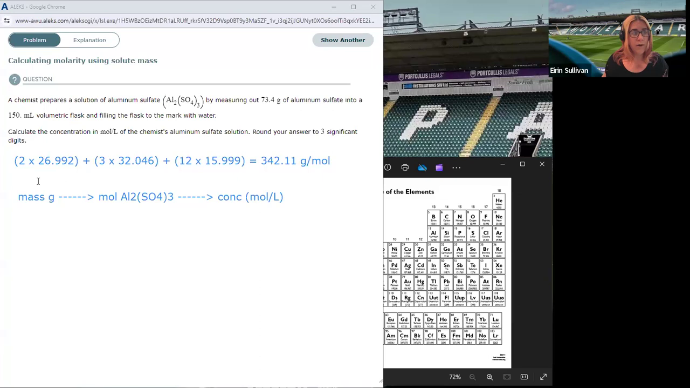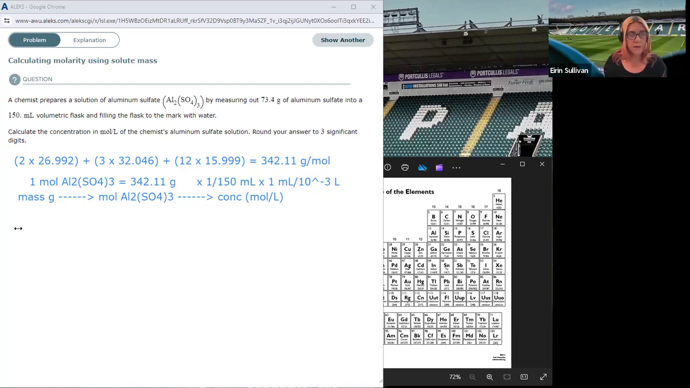So our molar mass is an equivalency. For every 1 mole of aluminium sulfate, that will weigh exactly 342.11 grams. That's a bit of a mouthful, wasn't it? And then our volume is 150 milliliters. So I want to divide by 150 milliliters, or if you prefer, times by 1 over 150 milliliters. It's the same deal. But I've got to convert milliliters to liters, so I need milliliters on the top, liters on the bottom. For every 1 milliliter, that is 10 to the power of minus 3 liters. Make sure you're using your unit conversions correctly.